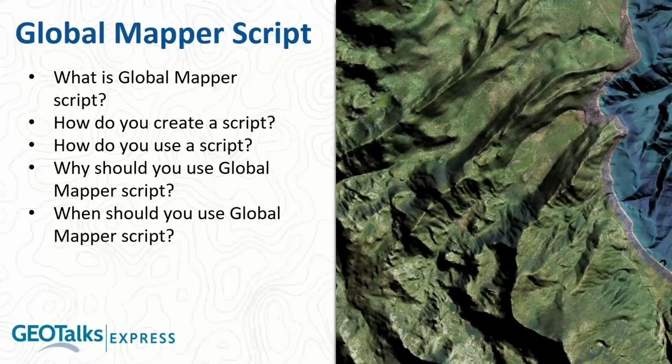So again, you should use Global Mapper script maybe when you're completing processes that you know are going to work, that you don't really need to visually check on that data with the viewer until after the command has been completed.